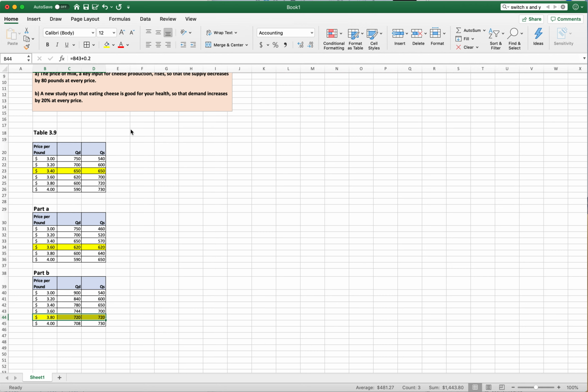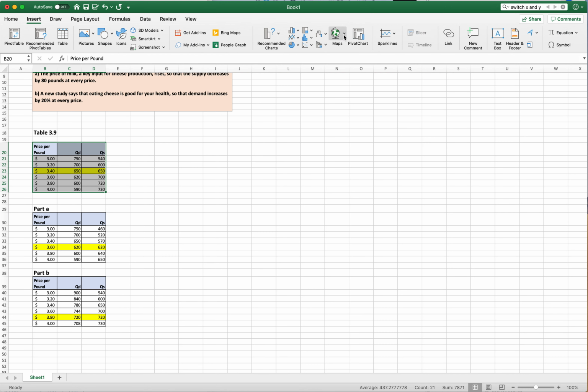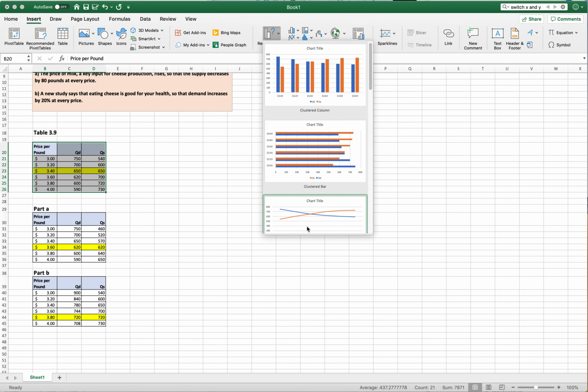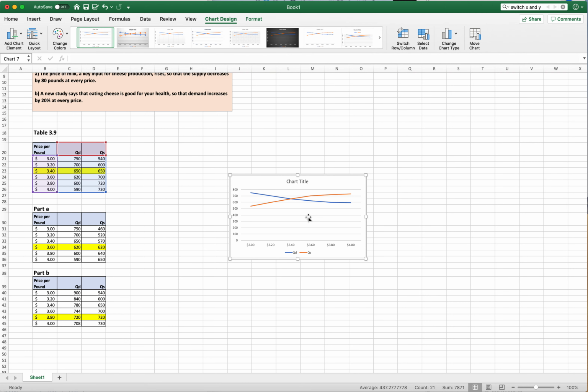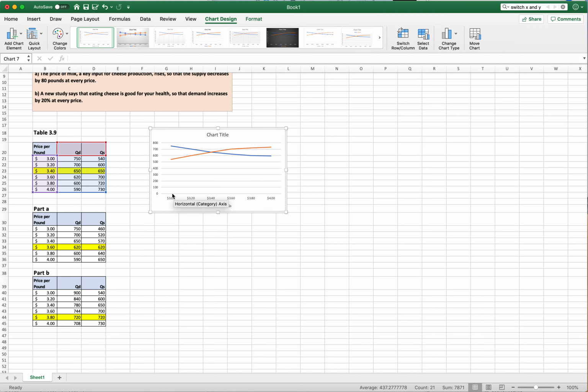Now the problem also asks you to graph it. Well, getting a graph first off is pretty easy. You might want to go here and you want to say insert, and it says recommended charts, and there's a supply and demand, but we're not going to use that. I mean, first of all, notice that the price is on the x-axis and the quantities are on the y-axis, which is backwards. And we're going to want to change it.